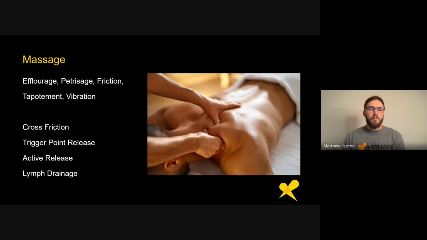So for the massage, as I said, there's a lot of different techniques within the massage field. And so the five basic techniques are effleurage, petrissage, friction, tapotement, and vibration.